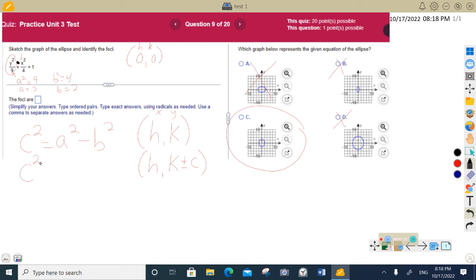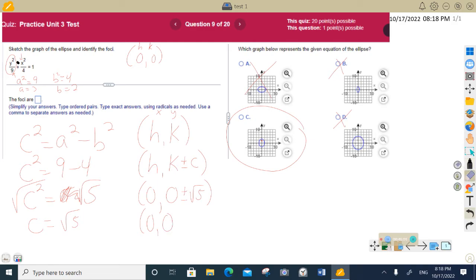So C squared is going to be 9 minus 4, which is 5. And then we're going to take the square root of that and the square root of that to solve for C. So C is the square root of 5. Actually, it's plus or minus the square root of 5. That's why you do a plus or minus over here. So we have 0, comma, because H was 0. 0 plus or minus the square root of 5. 5 cannot be broken down as a radical, so you're actually going to have 2 ordered pairs.